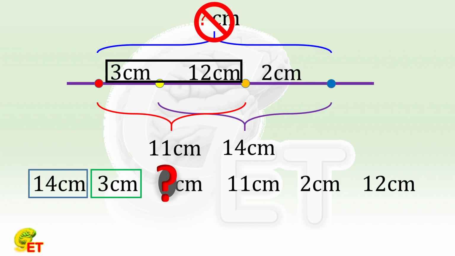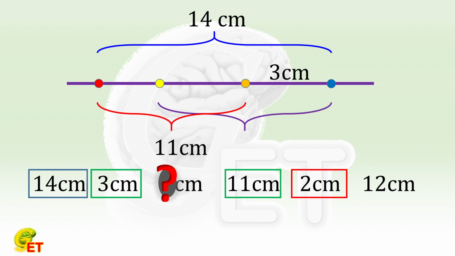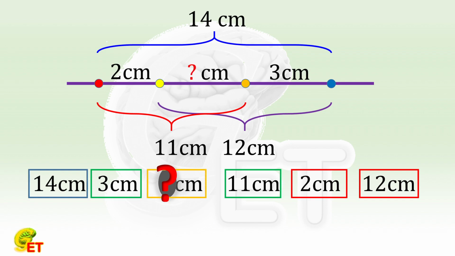Then the longest is 14 centimeters. Now we know that both the second point and the third point can divide the 14 centimeters into 2 segments. One is 3 and 11 centimeters. The other is 2 and 12 centimeters. So the blurred data is the distance of the middle segment, which is equal to 14 minus 2 and minus 3, and it is 9 centimeters.